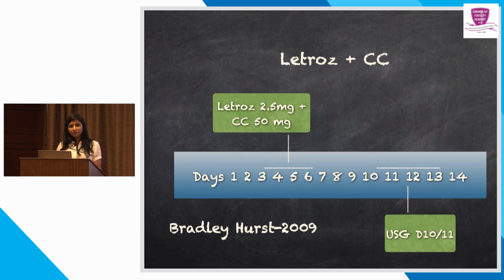So from day 2 or day 3 of the cycle, you start letrozole 2.5 milligram once a day for 5 days. And along with that, you can add clomiphene citrate at the same time, 50 milligram continuously for 5 days.